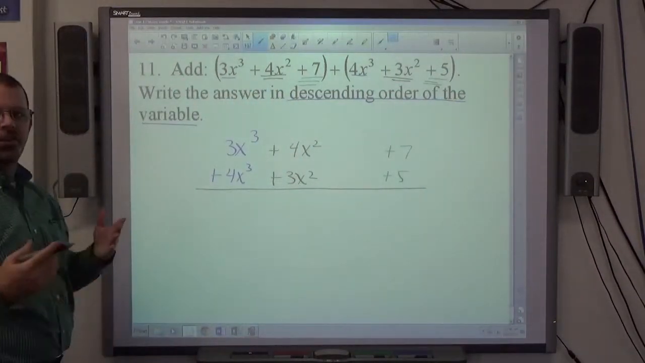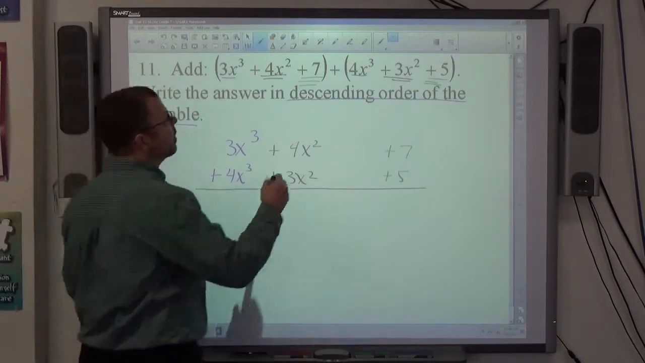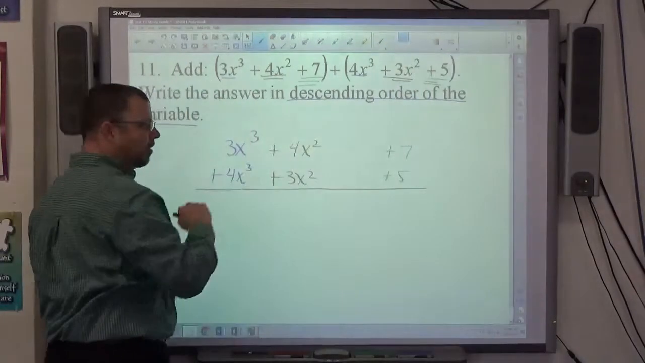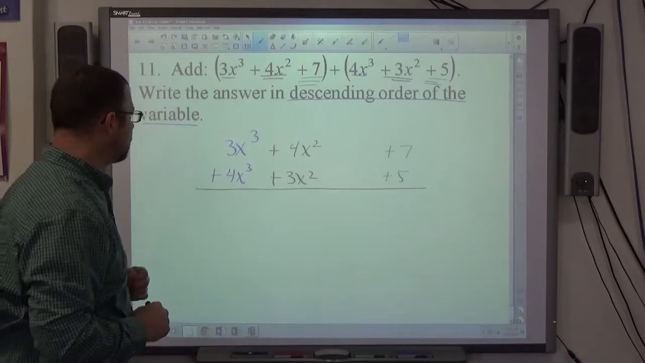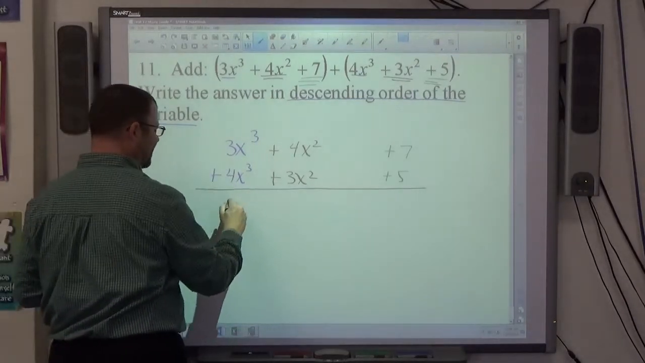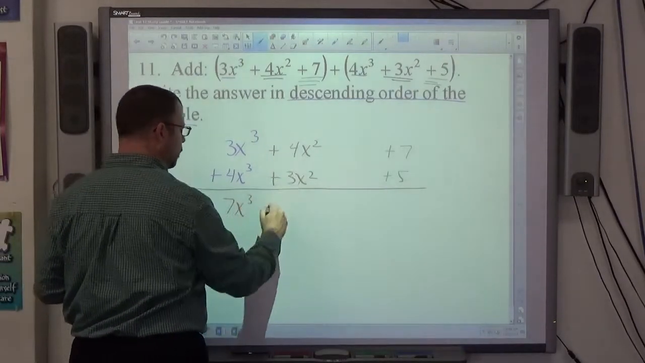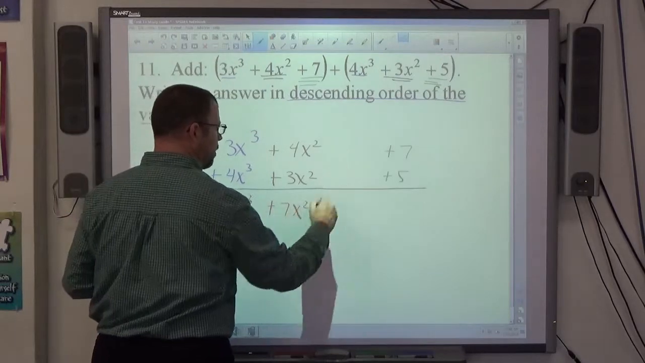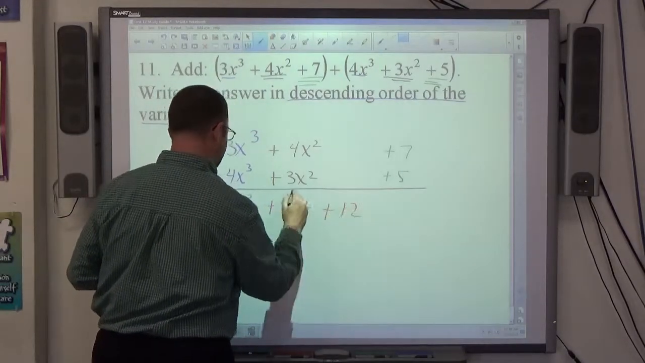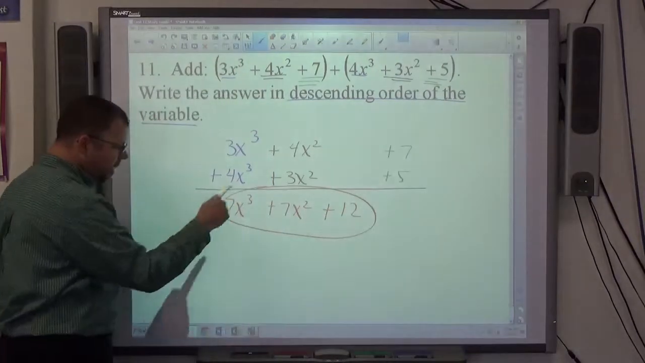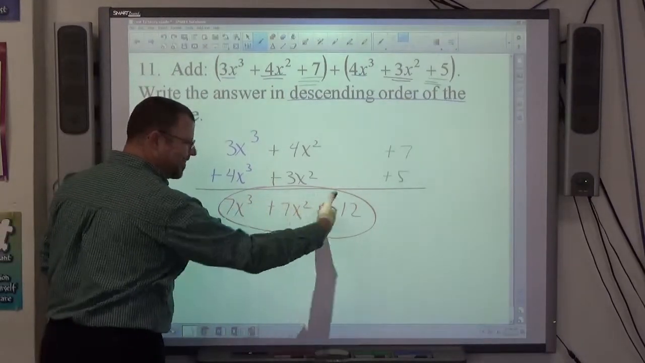And when you go to make the decision, should I add or subtract, it's based on signs. Obviously, the signs are the same in everything, so we're just going to be adding everything, making the answer positive. So 3 and 4 makes 7x cubed, 4 and 3 makes 7x squared, 5 and 7 make plus 12. X cubed, x squared, constant, that's descending order.